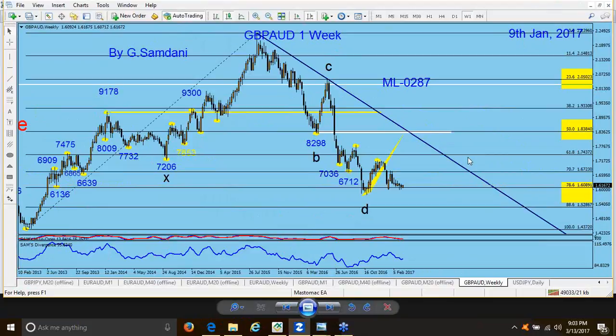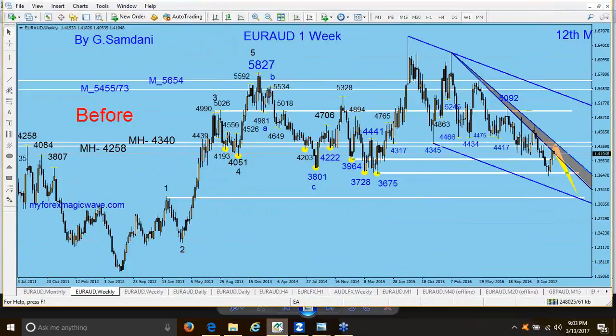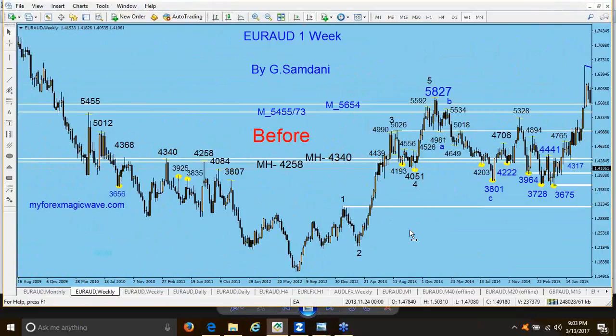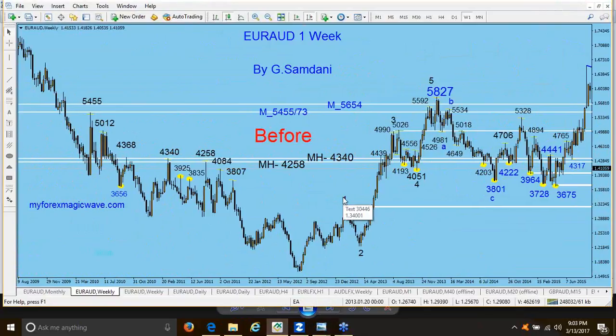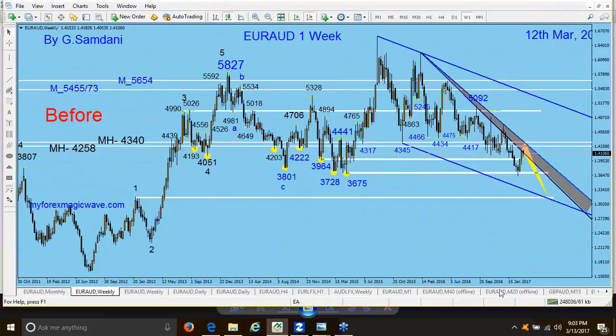Where is 60.48 on my entry charts? There is 60.48. Okay, above is 61.71. Where is 61.71? 61.71 is... this is Euro Aussie, dummy.